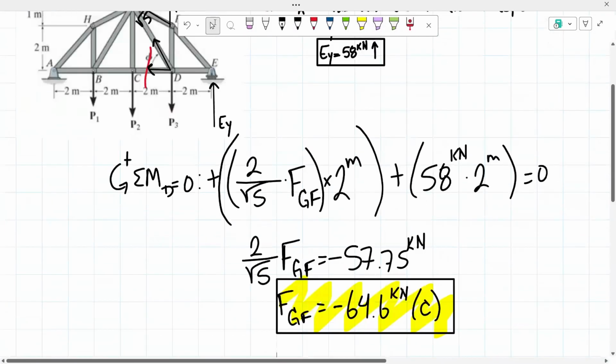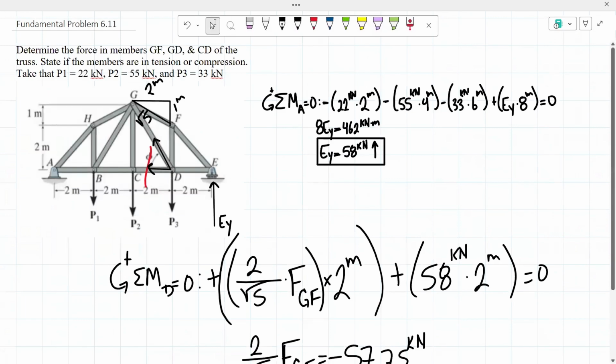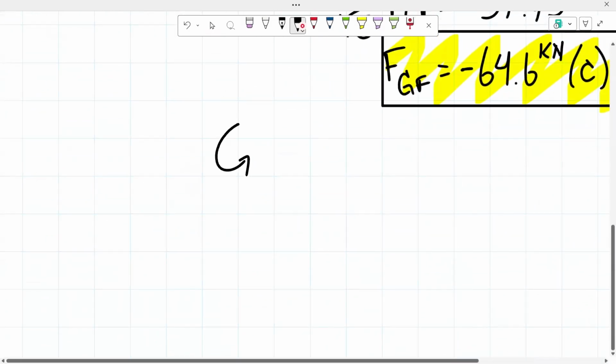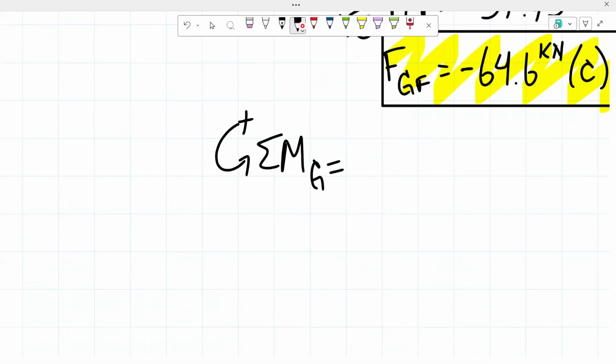So now that we found one of the forces, I'm going to be taking the sum of the moments about point G, because when taking the sum of the moments about point G, the members GD and GF join together there, so they will not be creating a moment. Since they're not creating a moment about point G, we would be able to solve for the force of the member CD. So that's what I'm going to do. The sum of the moments about point G has to equal 0.